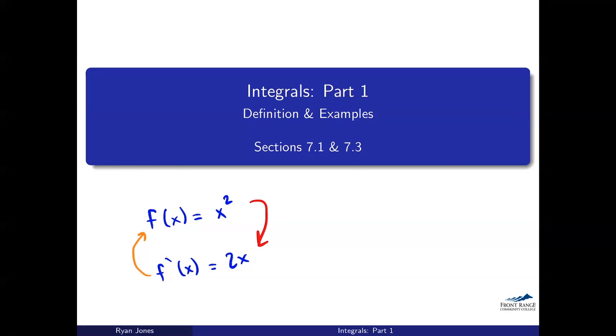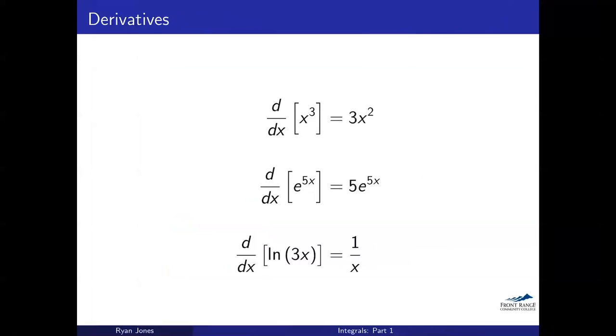Building up to a definition, I want to talk about derivatives and do a little recap. Recall derivatives here, and I'm going to use d dx notation. d dx of x cubed is 3x squared. This is me just doing the power rule. Nice and simple.